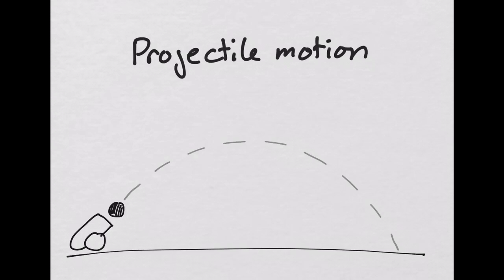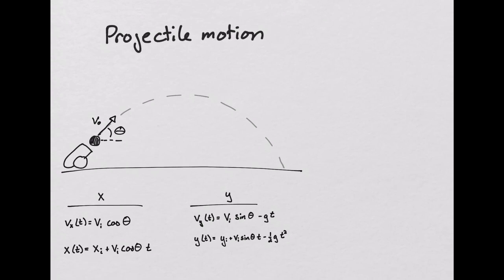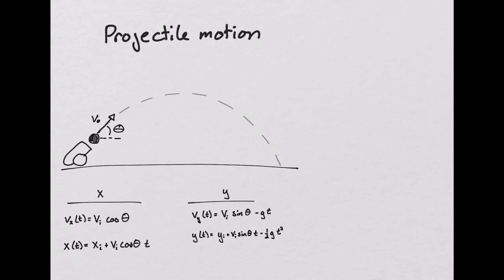We have already written down some equations that describe the motion when given the following initial conditions. You start with a velocity v naught that makes an angle theta from the horizontal. Using these initial conditions, we can break the problem into components and write down the velocity and the position in the x and y directions.